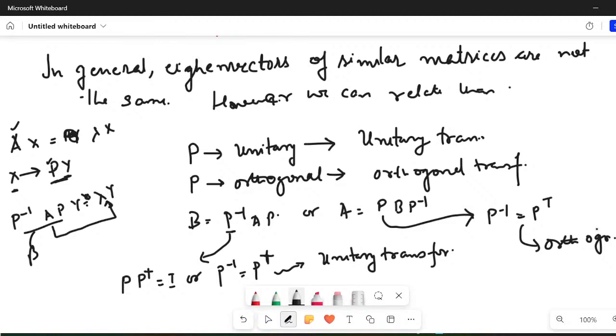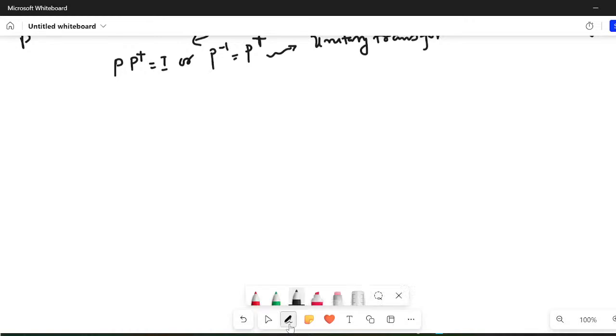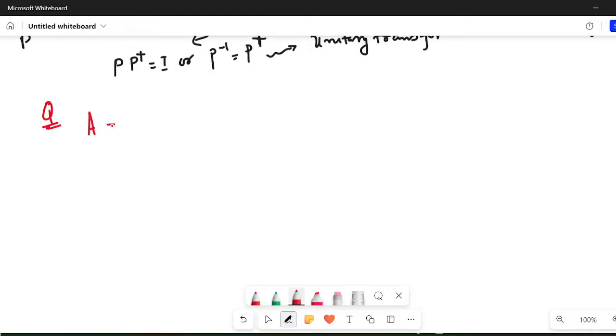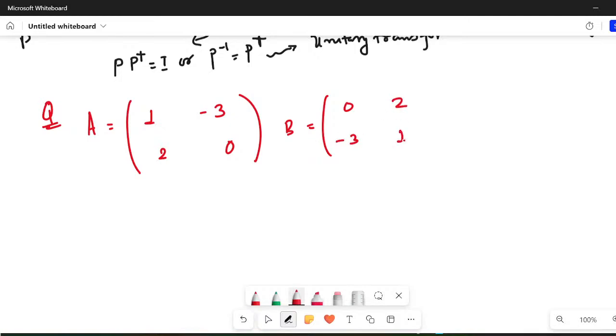Now let us do a few questions and then we will go ahead. So now I'm giving you a simple question, and then we'll see if you are able to do it. Then we'll move ahead. The question says that there are two matrices that I'm giving to you, and these are 2 cross 2, so it will be easy to find. Take some time and try to do it. Let us say that A is equal to 1, minus 3, 2 and 0. Your B is equal to 0, 2, minus 3 and 1.